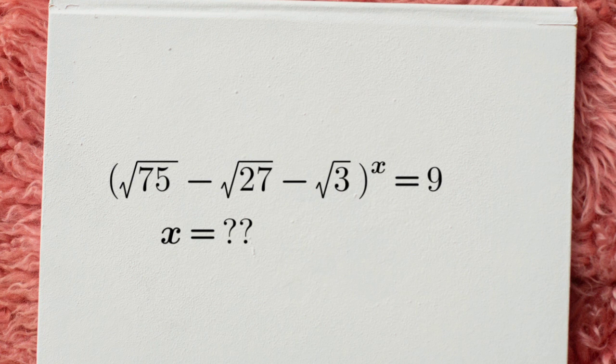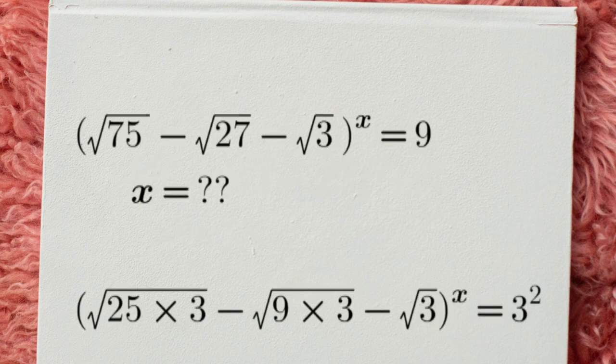So the first step we are taking is to try rewriting our question. Our square root of 75 can be written as square root of 25 multiplied by 3, and our square root of 27 can be written as square root of 9 multiplied by 3. So we have square root of 25 multiplied by 3 minus square root of 9 multiplied by 3 minus square root of 3, all raised to the power of x, is equal to, then our 9 can be written as 3 raised to the power of 2.